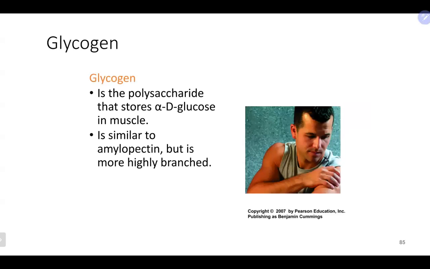Glycogen is a polysaccharide that stores alpha D glucose in muscle. It is similar to amylopectin, which means it has the straight chain and also the branching, but a lot more branching points basically happening to kind of curl everything together. So there's a lot more branching that occurs in glycogen.